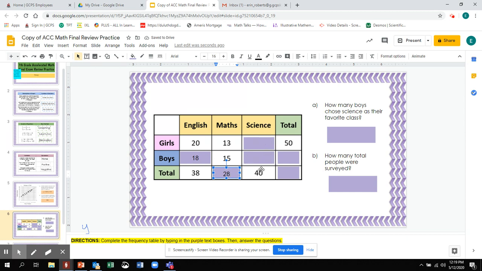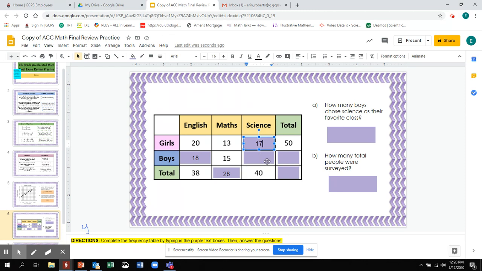In my science column, I don't have enough information to fill these out, so I might want to go to my rows. If I look at my rows, I know I have 20 girls who like English, 13 girls who like math, and I know that there was a total of 50 girls surveyed. So to figure out how many like science, I could do 50 minus 20 minus 13. When I do that, I get 17. So that means there are 17 girls who like science.